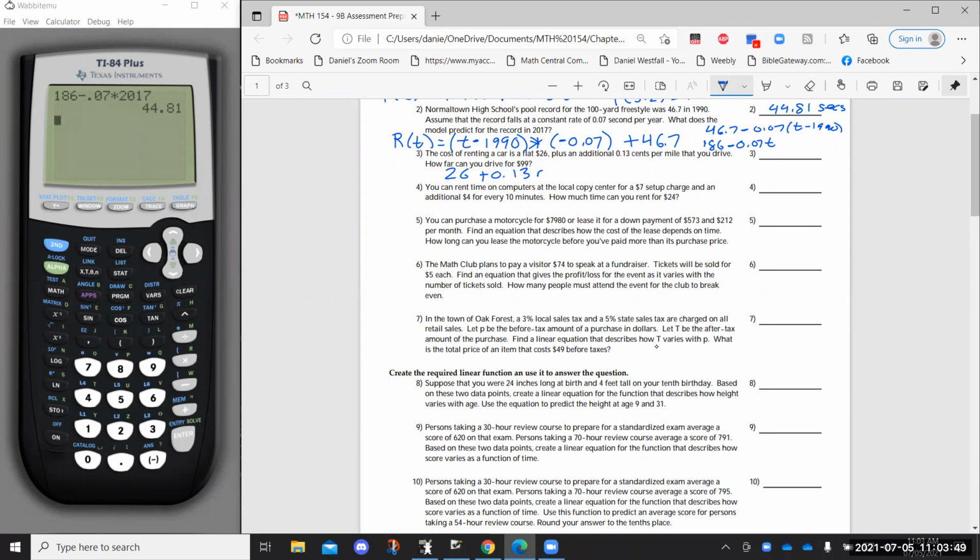I'm going to use M for miles. I'm going to use C for cost. How far can you drive on $99? I disagree with the answer on the answer key, and I'm going to tell you why. So 99 minus 26 means you have $73 to spend on mileage. I'm going to divide that by 13 cents.